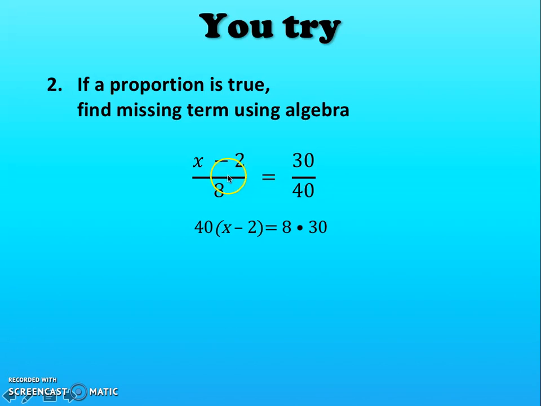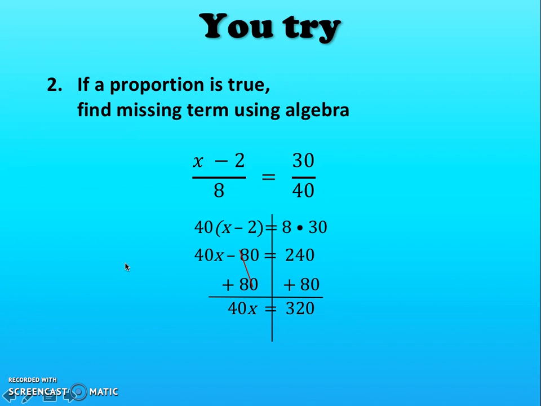So I've got 40 times my difference, x minus 2, equals 8 times 30. Distribute my 40: 40x minus 80 equals 8 times 30 is 240. I'm going to add 80 to both sides, and I get 40x equals 320. Divide by 40, and I'm going to get my x is 8. So 8 minus 2 is 6. 6 is to 8 as 30 is to 40.